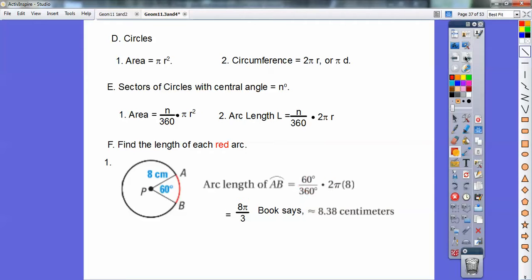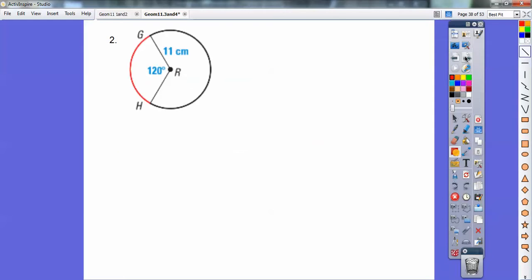So the answer is 8 pi over 3. Books like to change it to decimals, so they did 8 times 3.14 and then divided that by 3, and that's where they got that 8.33. And it's in centimeters because it's just distance, you guys. Whenever it's area, then it would be centimeters squared. And we're going to do that next.